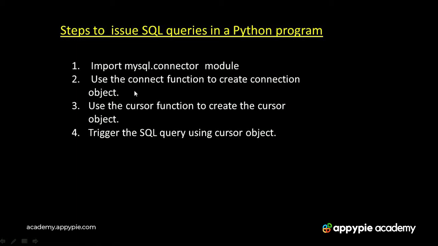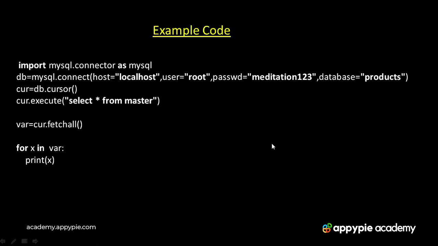Now, through the connection object, I will use a function called cursor function. I will use the cursor function to create the cursor object. A cursor object will be created using the cursor function, and cursor function will be issued through the connection object. Then we will be triggering this SQL query using cursor object. Okay, let me explain this with the help of an example. Here I want to use the select SQL query to display all the rows from the table master.